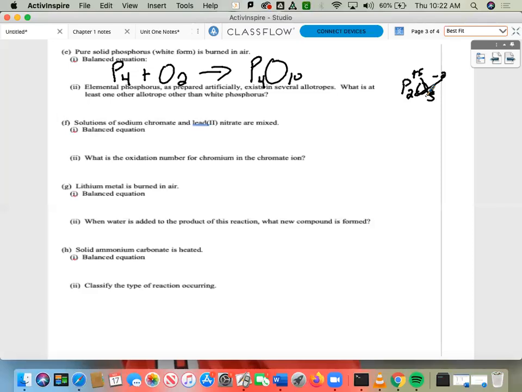Matches have one type. If you think about the end of a match head, when you look at the tip of a match, the reason it has that color is because it has that kind of phosphorus. And then I mentioned the other ones.